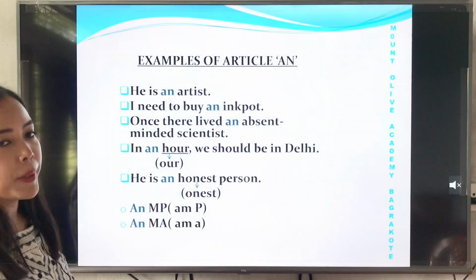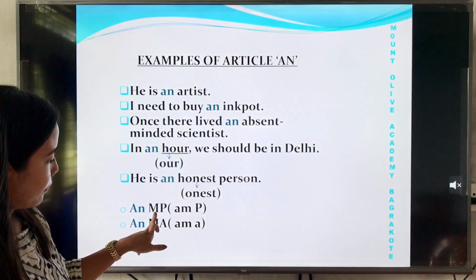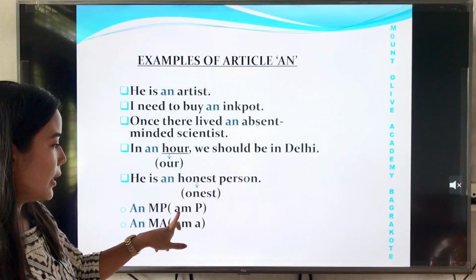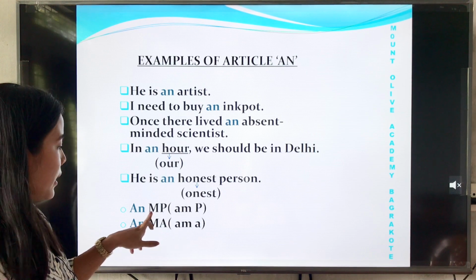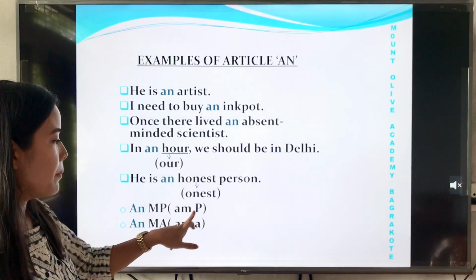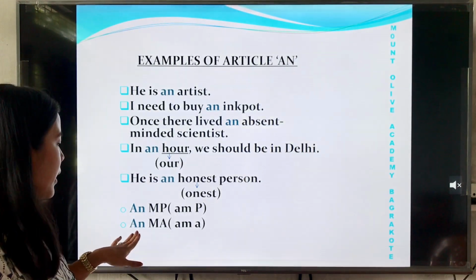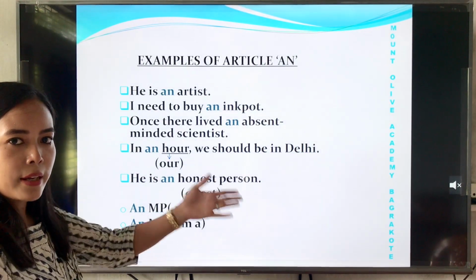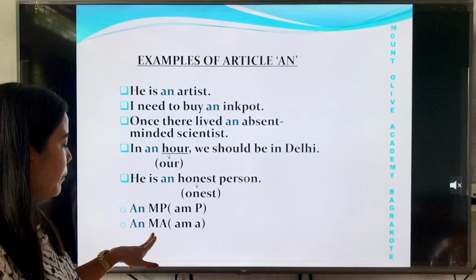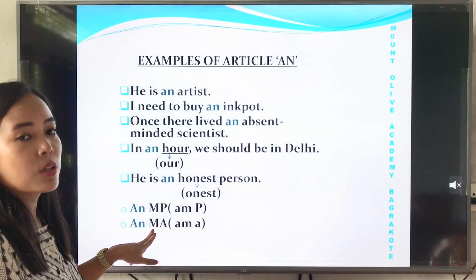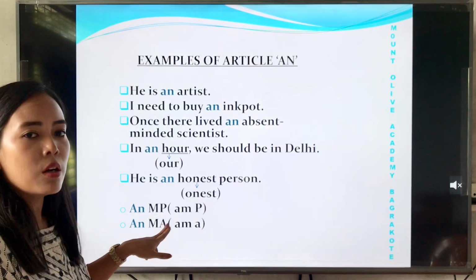Next, an MP, M, but the sound is EM, right? MP, EM-P. So we will use article an. An MA. Okay, he is an MA. So MA, though it starts with a consonant, has the sound of a vowel.